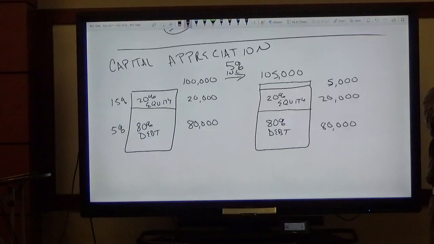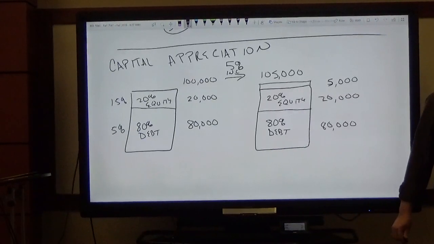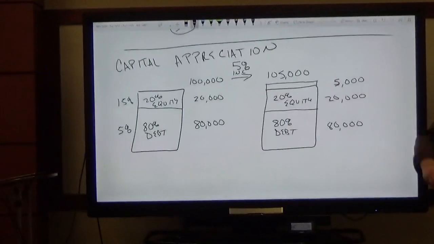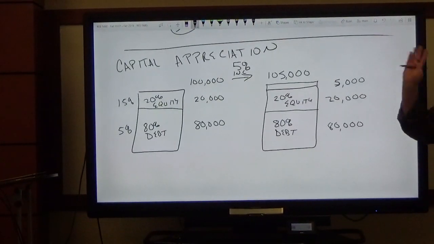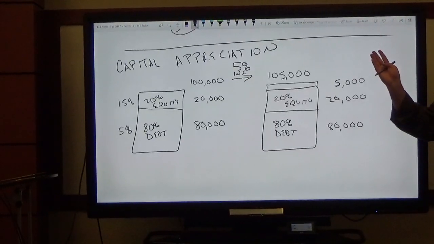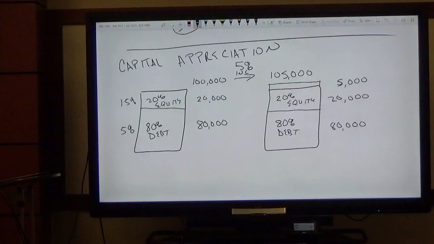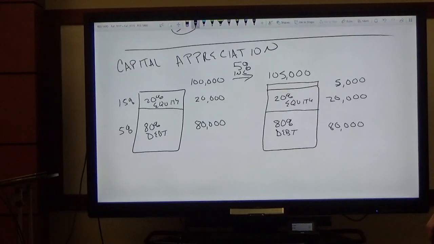You buy the stock in a company for $100 a share, and 2 days later it goes up to $110 a share. You can say, yeah, my value is $110 a share, but that's irrelevant until you actually sell it.